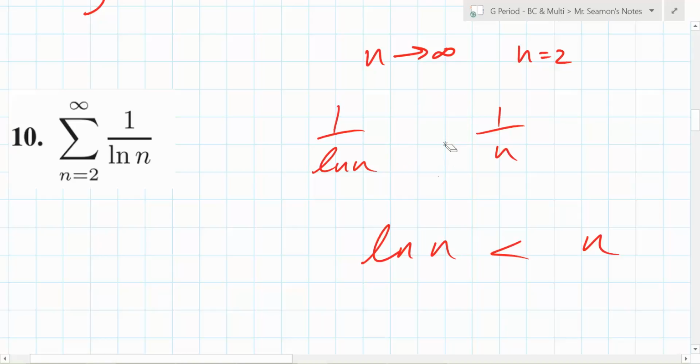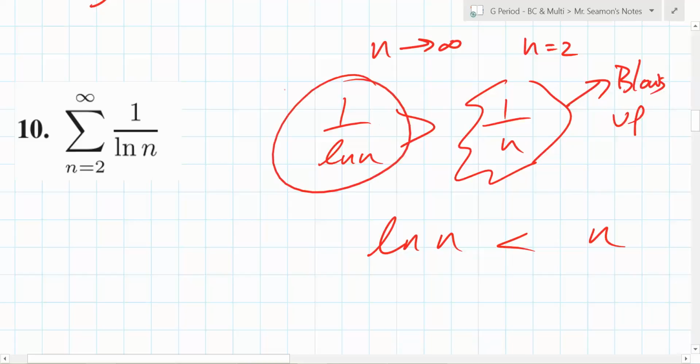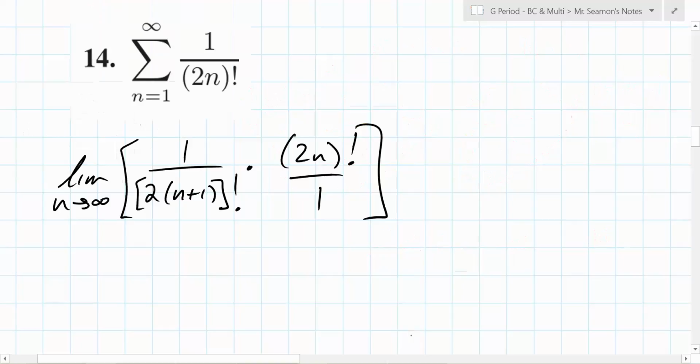So if that's true, what does it tell us about 1 over ln of n compared to 1 over n? It's got to be bigger, right? Do you agree with that? And is that what we want? Yes, it is. Because what's the sum of this? It blows up, right? So therefore this has to blow up as well. We just showed that it's greater than something that blows up. Does that make sense?